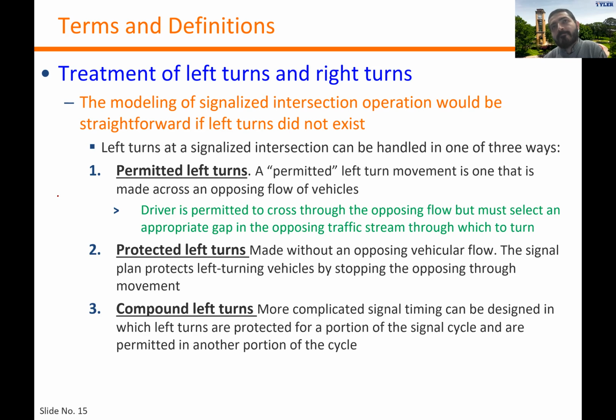Again, if there was no left turn in traffic engineering, the life of a transportation engineer would be way easier, but that's not the case. We do have left turns and we treat them in multiple ways, or we try to control them in multiple ways. The first type of operation when it comes to left turns is permitted left turns. Here the driver is permitted to cross through the opposing flow, but they have to select an appropriate gap in the opposing traffic in order to go through that intersection safely.